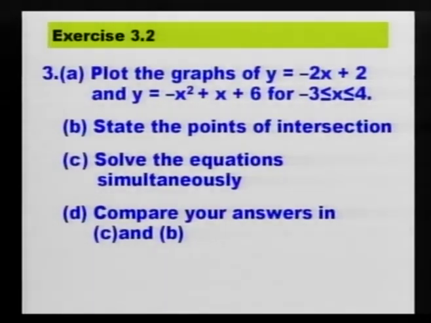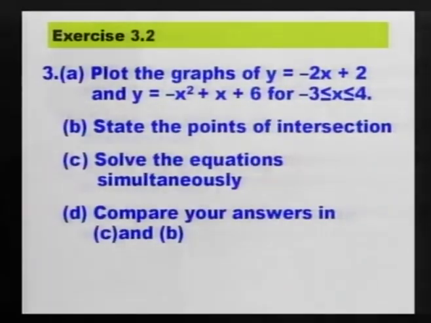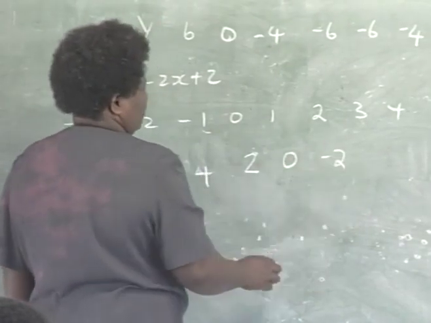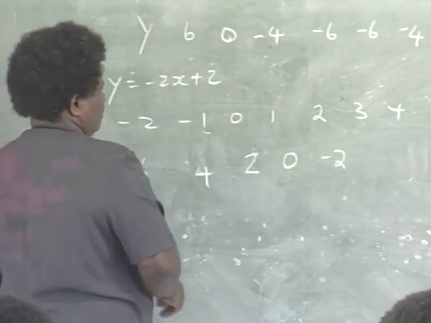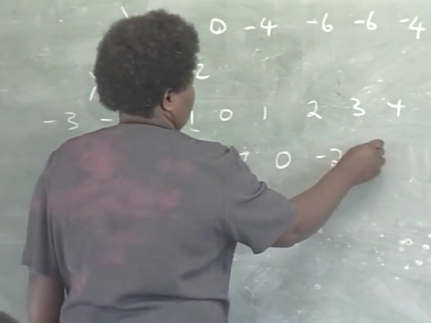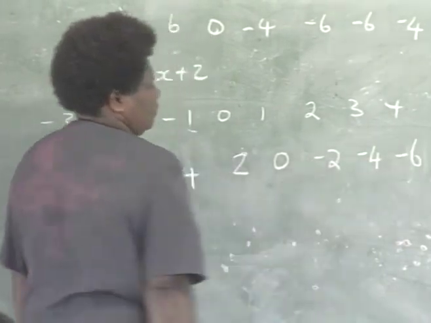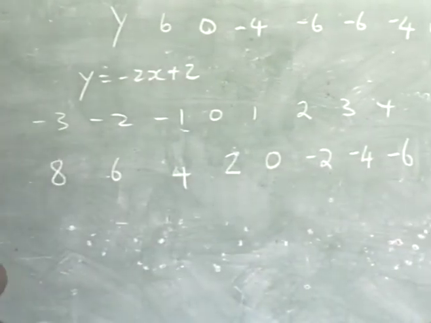When x is negative 3, y equals 8. When x is negative 2, y equals 6. When x is negative 1, y equals 4. When x is 0, y equals 2. When x equals 1, y equals 0. When x equals 2, y equals negative 2. When x equals 3, y equals negative 4. And when x equals 4, y equals negative 6.